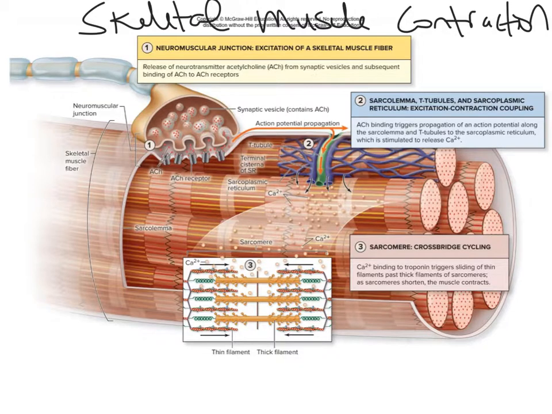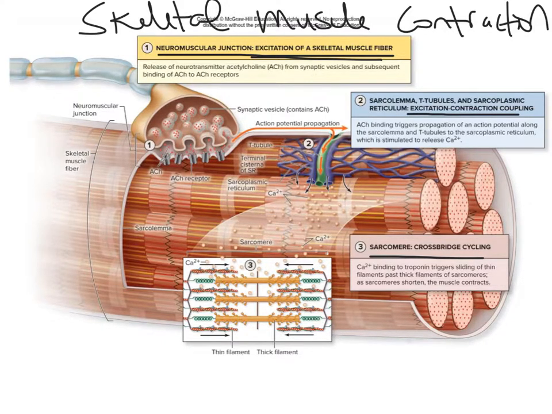And with skeletal muscle contraction, going past this resting point, there's 3 components to it. You have the neuromuscular junction, excitation of the skeletal muscle fiber. So you have to excite the skeletal muscle fiber, and then you have excitation contraction coupling, and this will deal with the sarcolemma, T-tubules, and the sarcoplasmic reticulum. Then you have activity within the sarcomere where you have cross-bridge cycling.